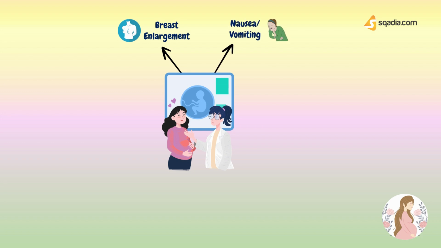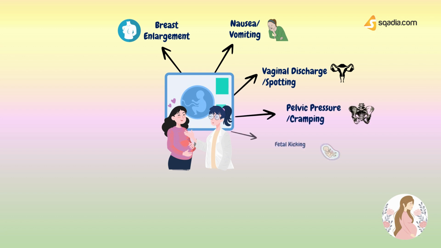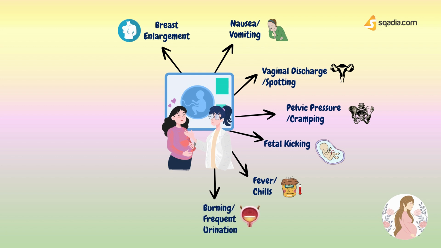Firstly, you need to ask the patient about breast enlargement, nausea and vomiting, vaginal discharge or spotting, pelvic pressure or cramping, fetal kicking, fever or chills, burning or frequent urination, and ankle swelling.